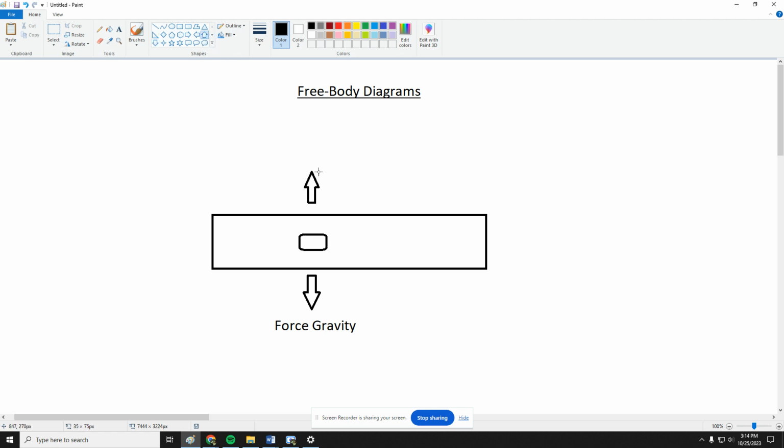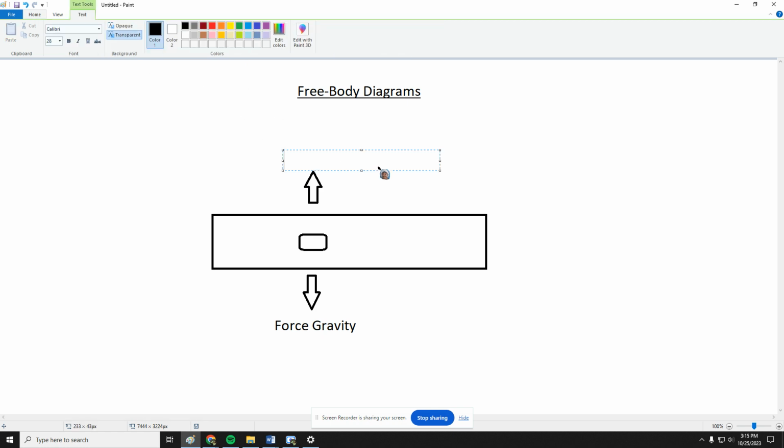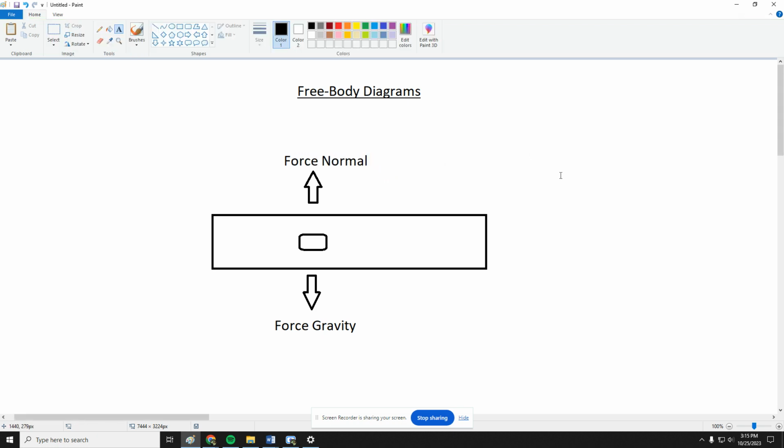And that force is called the normal force. And so I'd label this one force normal. A lot of the problems on your paper are gonna have that force in it.